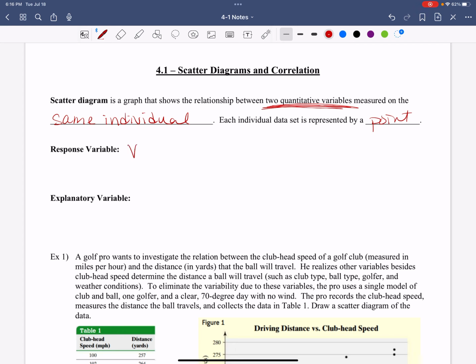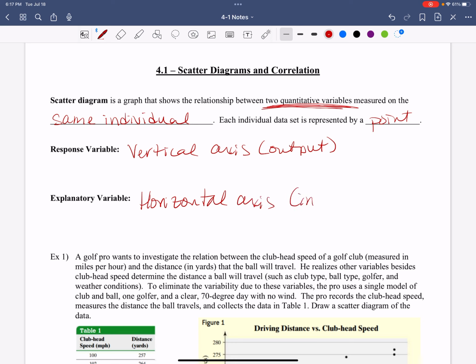Your response is that vertical axis, right? That's going to be your output. So you have that explanatory, that is the input. These are the same words we've already used. So we're now just tying it together like we have been doing, right? We had all that vocabulary at the beginning of the course, and now we're putting it all into practice. The explanatory is the horizontal axis, and that is your input. So whatever you input, there is a response to that explanatory variable, right? These are the two. So we have these two quantitative variables, the response and the explanatory. Just depends on whatever it is that we're talking about.